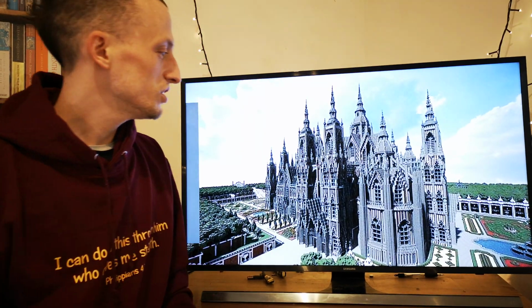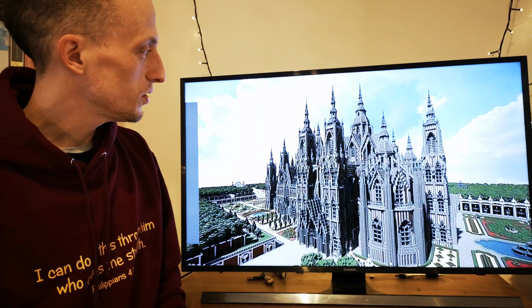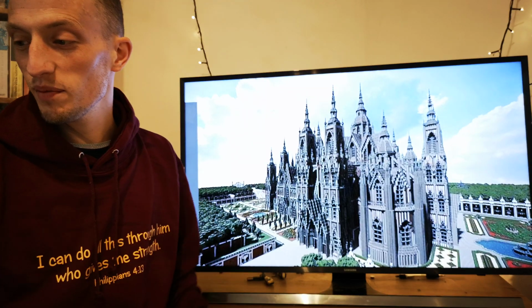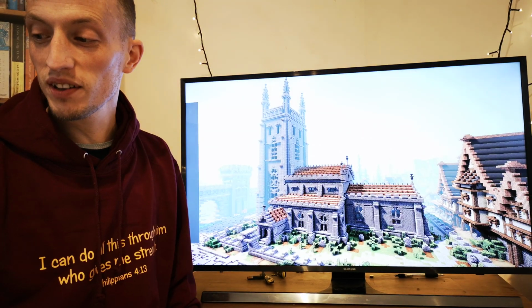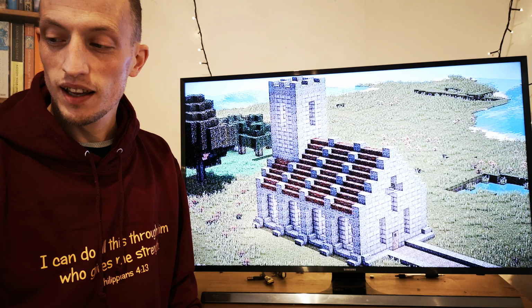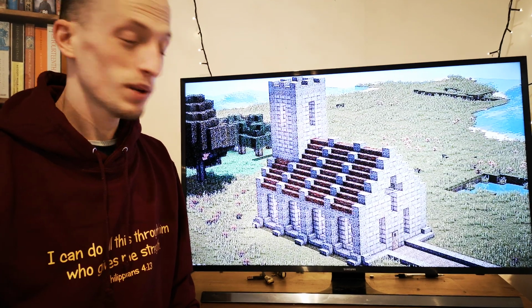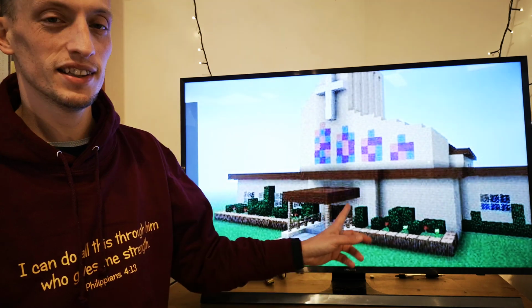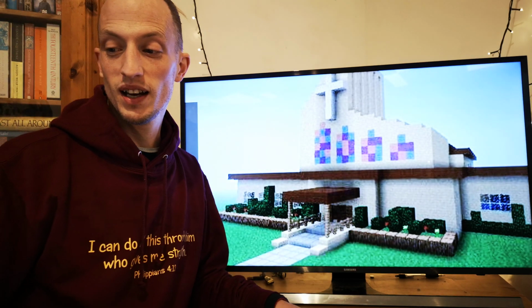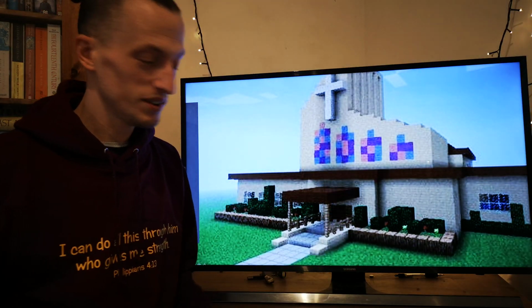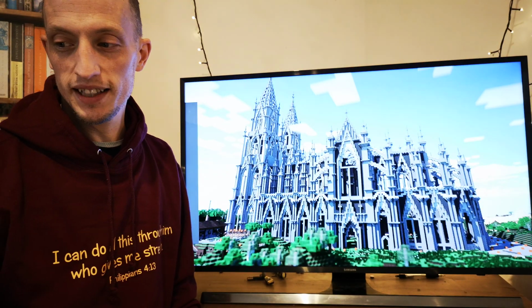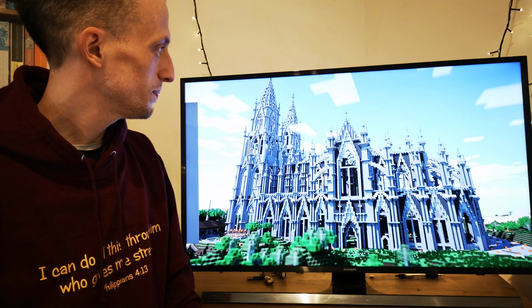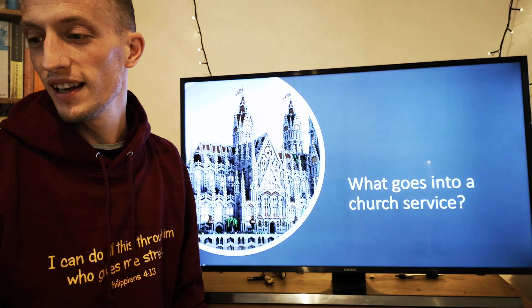And I thought I'd go back to just showing you a couple of the other Minecraft churches I found. I've had a bit of a go on Minecraft, but I'm not sure I could do something quite as good as this. I think this is actually the church from Springfield in The Simpsons, and I think that's Lichfield Cathedral, but I could be wrong.